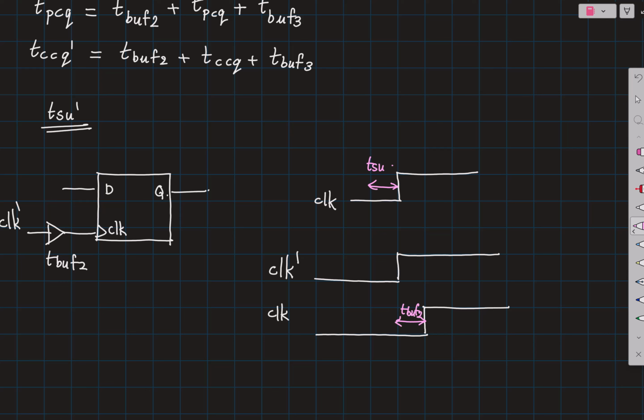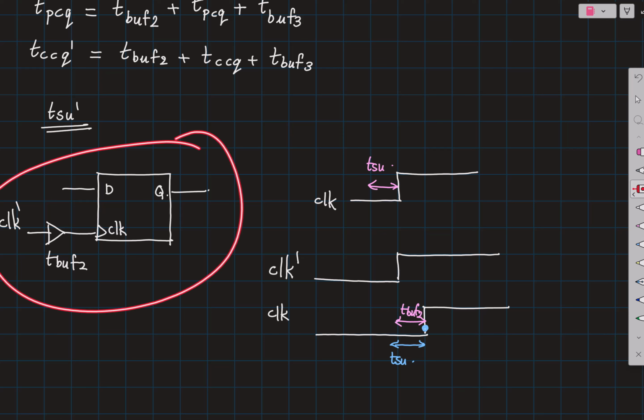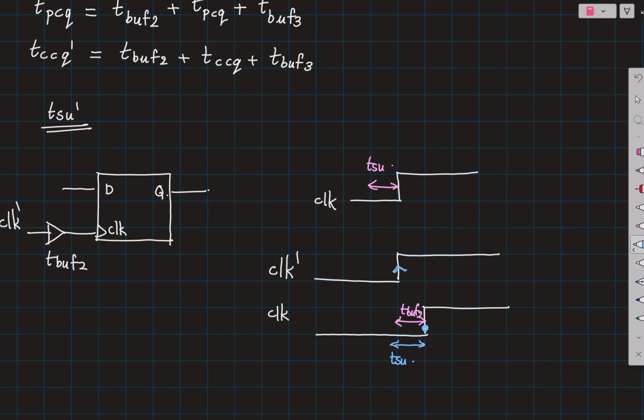Right? Now your setup constraint is before this clock edge, your data had to be stable for some TSU. But now, as far as this flop is concerned, your clock pin is this, which means we need to define our setup constraint with respect to this edge. So that will be the small portion here. And what would this value be? Look at this and tell me, what is this value? TSU minus T buff 2. That will simply be TSU minus T buff 2.